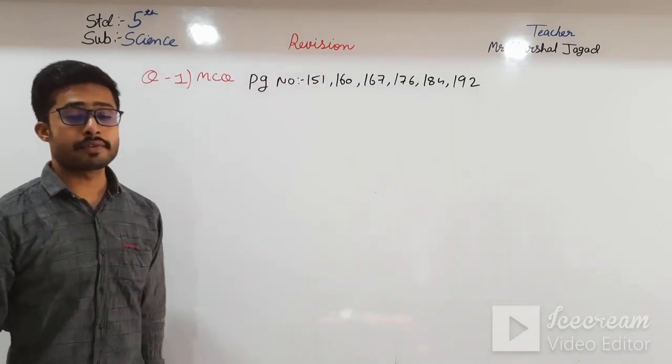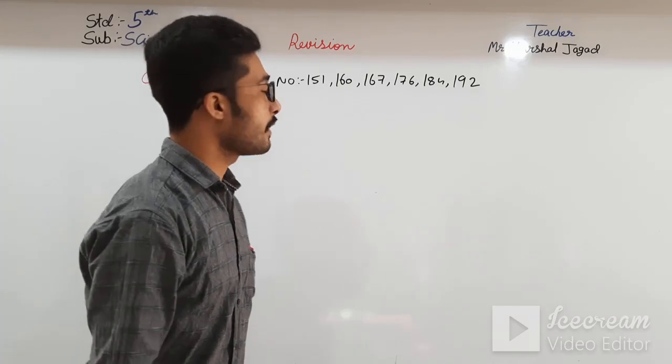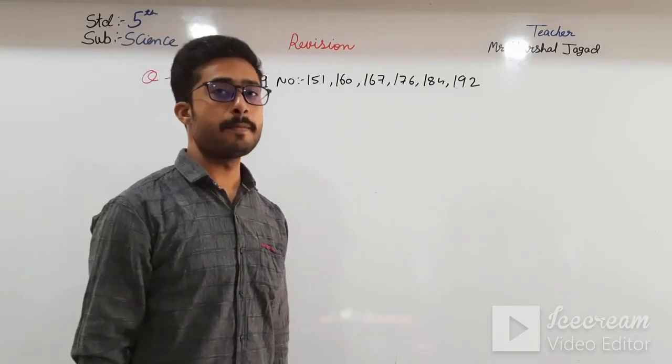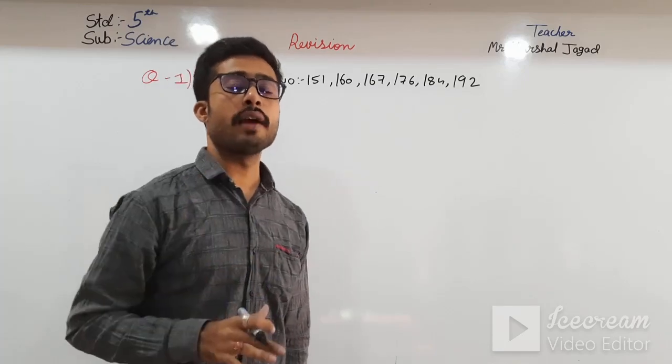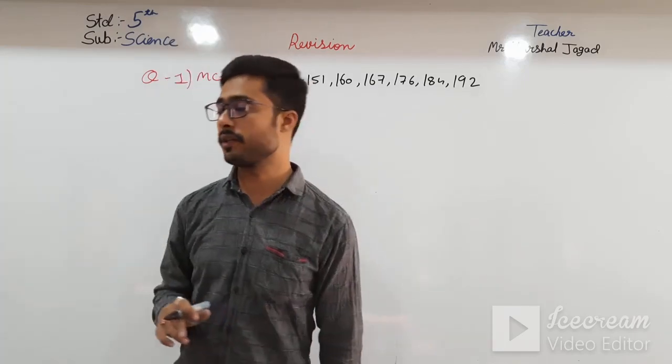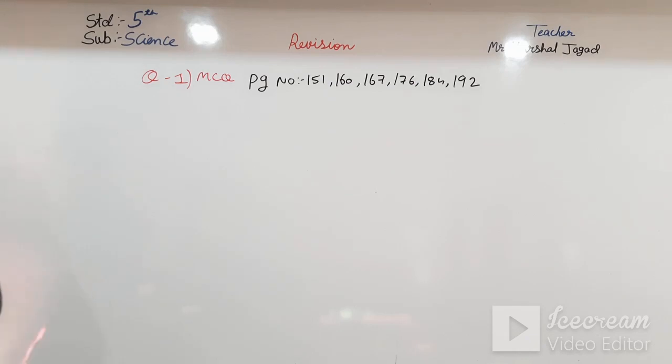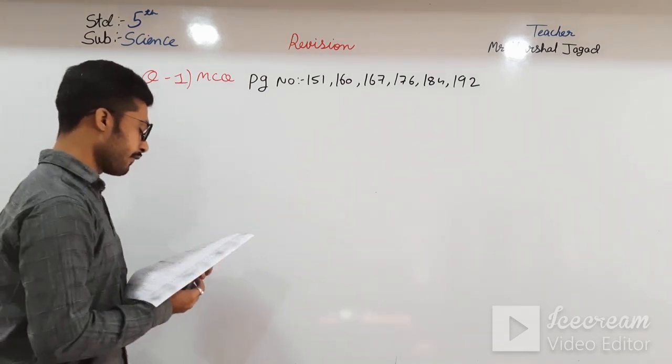So here is the MCQ. From all the chapters there are 5, 5, 6, 6 MCQs. If we count 30 MCQs, there will be 5 MCQs asked. So all 30 MCQs you have to learn. Then moving towards question number 2. What is question number 2? That is fill in the blanks.